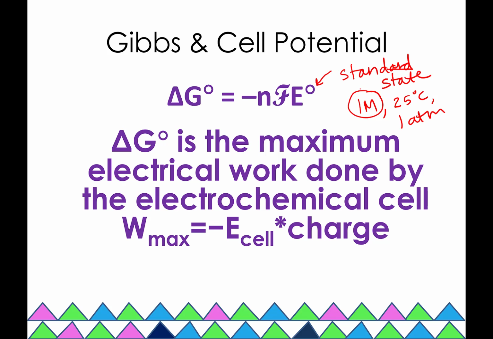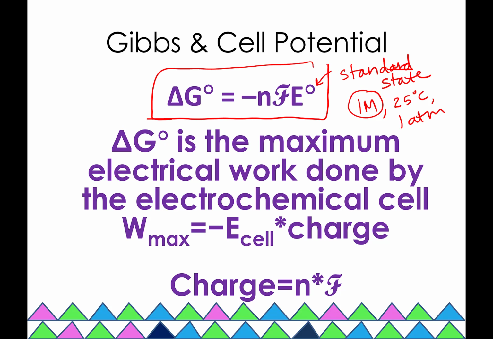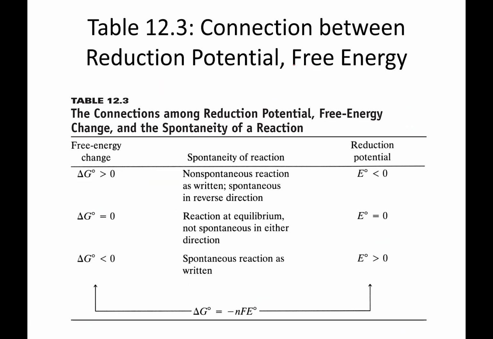Remember that we defined Gibbs free energy as the maximum chemical work that a system can do. So in this context, delta G naught is the maximum electrochemical work or electrical work that can be done by an electrochemical cell. The work is going to be equal to -1 times the cell potential multiplied by the charge. And we know that the charge is equal to the number of moles of electrons times Faraday's constant, which is the charge for 1 mole of electrons. So that's how we get this equation. Delta G naught is equal to -NFE. This is just the expression of this maximum electrical work that can be done by an electrochemical cell.